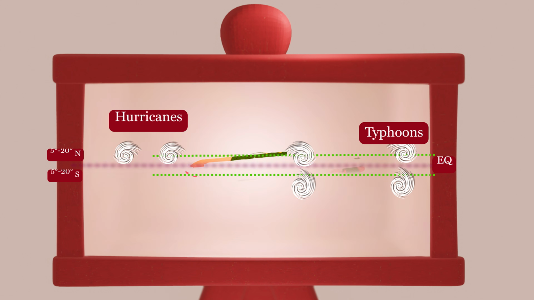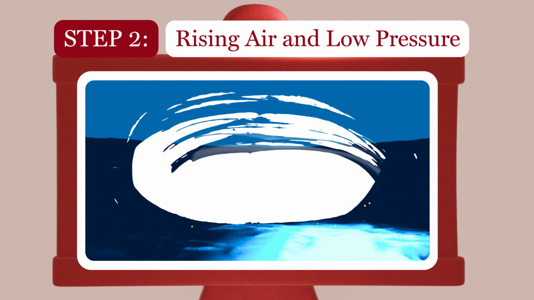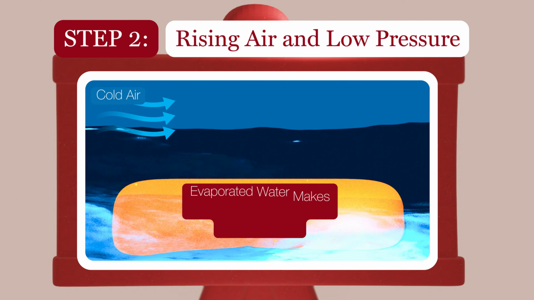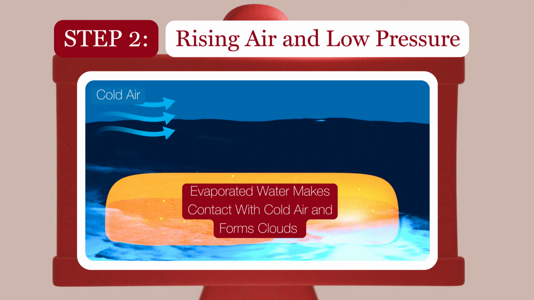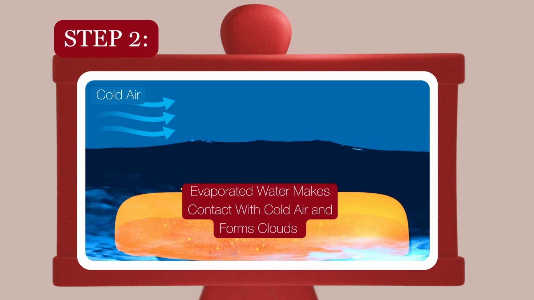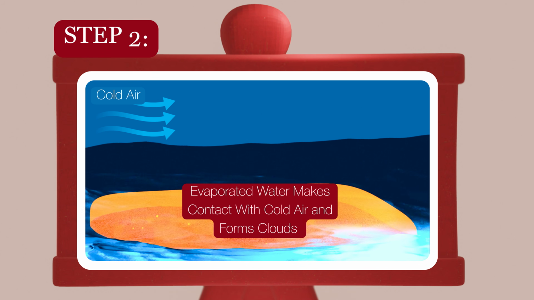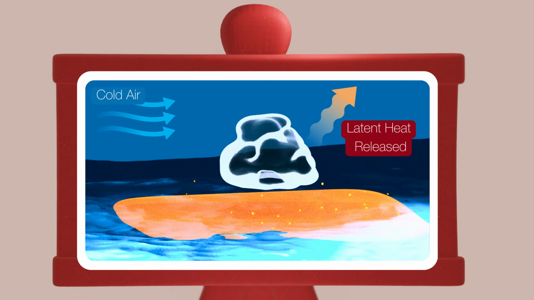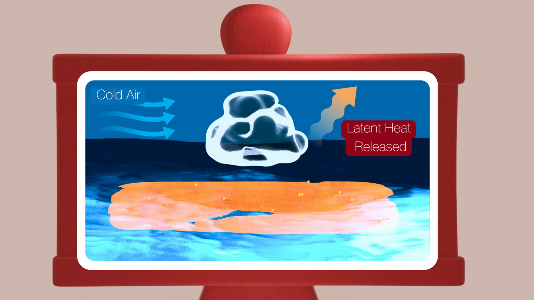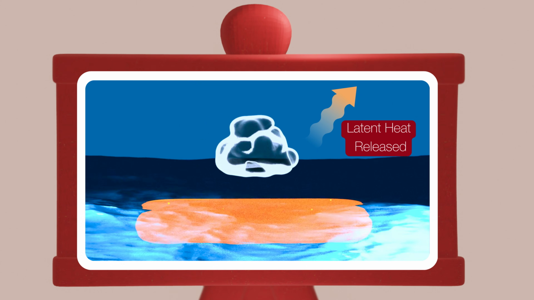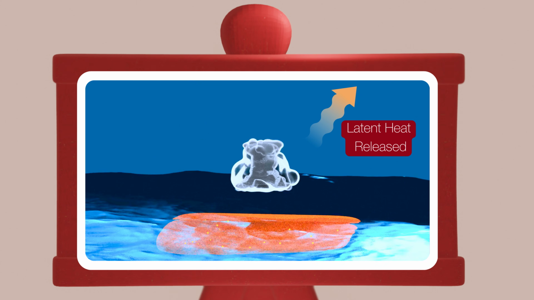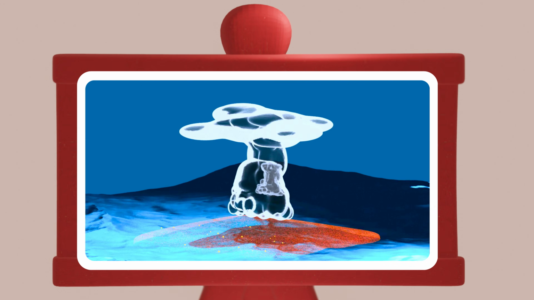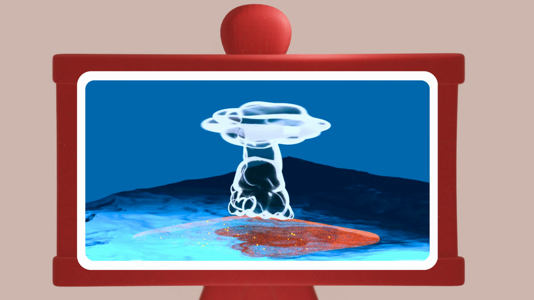Step 2 is rising air and low pressure. As the warm, moist air rises from the ocean's surface, it begins to cool and condense into towering cumulonimbus clouds. This condensation releases latent heat energy, a key process that powers the storms. The released heat warms the surrounding air, making it rise even faster and strengthening the upward convection currents.